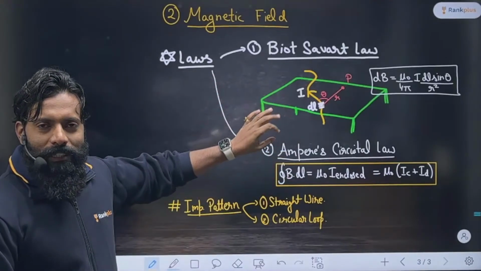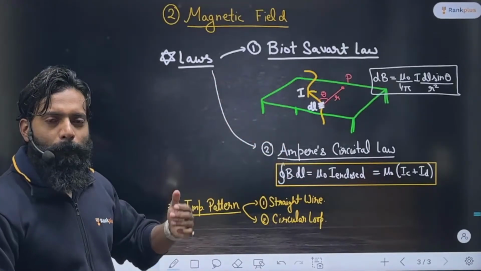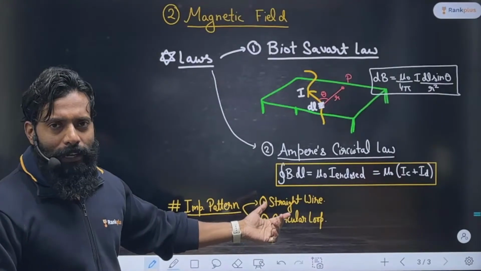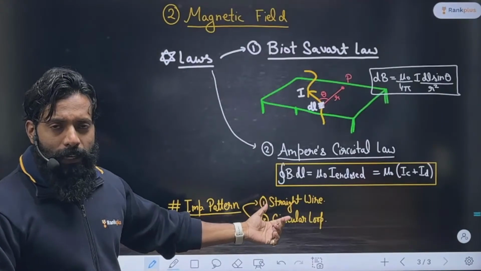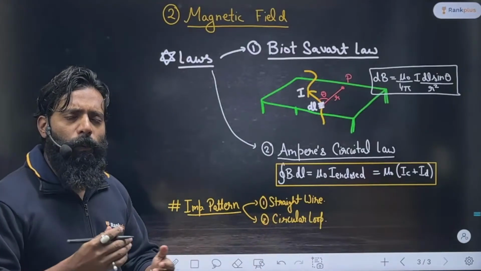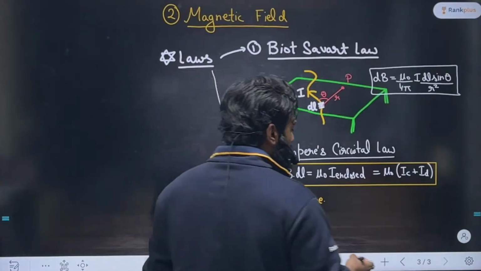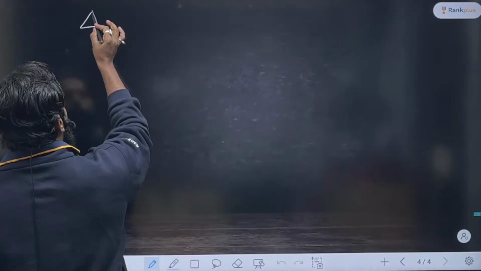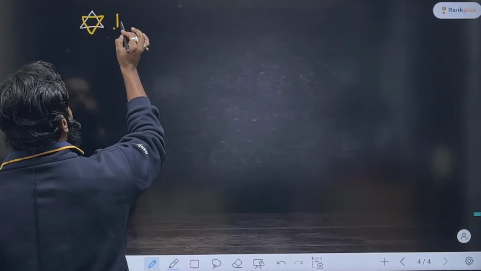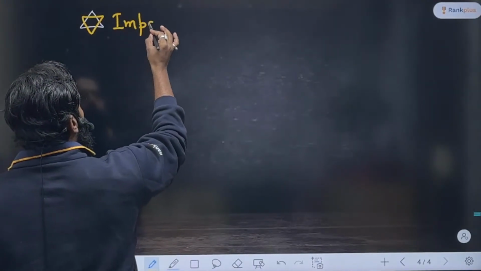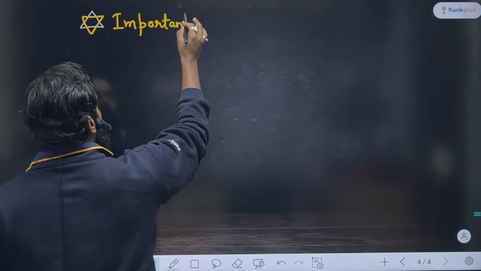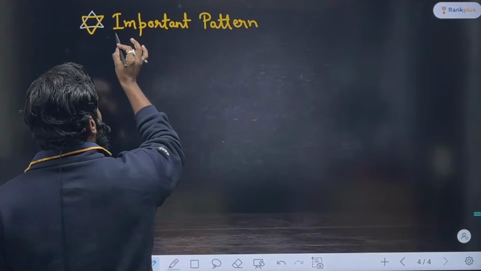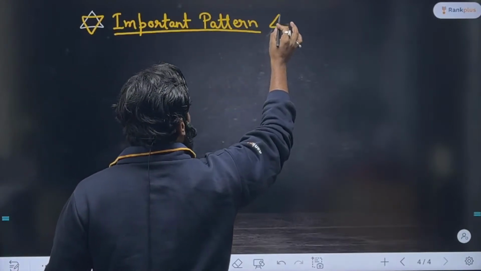And using these laws, we have to find the magnetic field in various conditions. Usually we will have to calculate the magnetic field in a straight wire or circular loop and the combination of these things. So let me show you which type of pattern might come in your exam. Very important patterns. This is important for JEE Main as well as JEE Advanced.